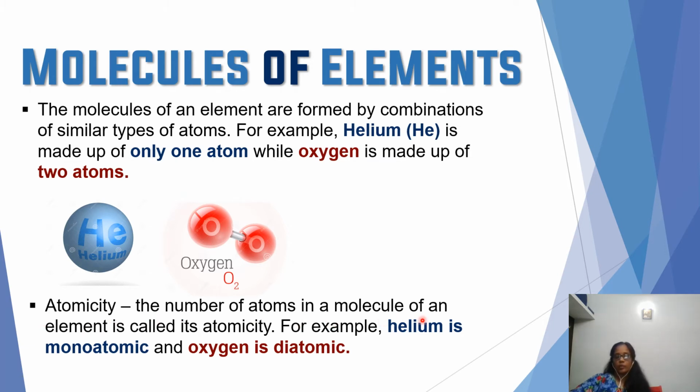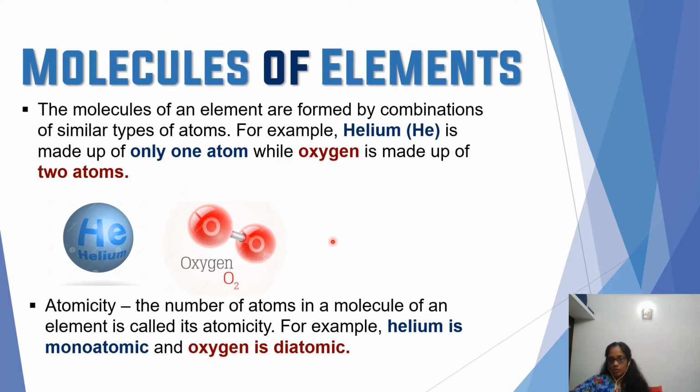The number of atoms in a molecule of an element is called its atomicity. Number of atoms in a molecule. So this is a helium atom and this is a helium molecule, because it already has existence. The helium molecule has only one atom, so its atomicity is 1. Very important. What is the definition of atomicity? The number of atoms in a molecule of an element is called atomicity. Helium's atomicity is 1, and it is called monoatomic. Mono means 1, so monoatomic means only one atom.